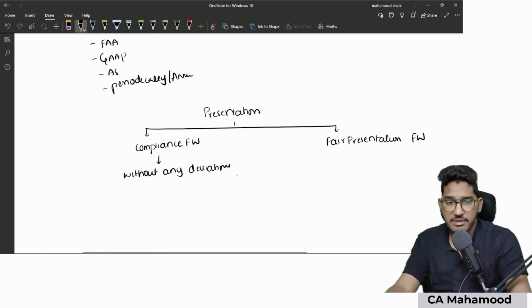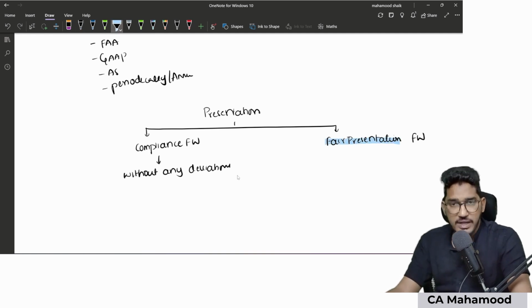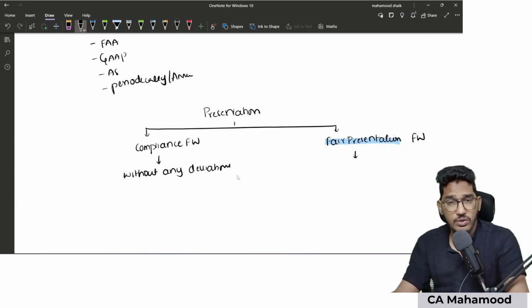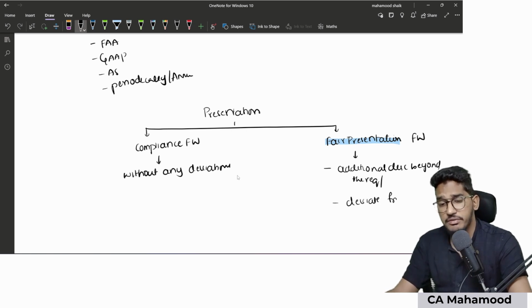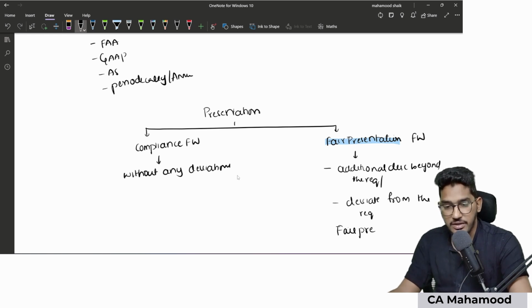But in a fair presentation framework, as the name itself says, we also try to prepare the financial statements as per the requirements of the framework only. But in the fair presentation framework, the management will be given permission to provide additional disclosures beyond the requirements of the framework, or the management will be permitted to altogether deviate from the requirements of the framework so as to achieve fair presentation.